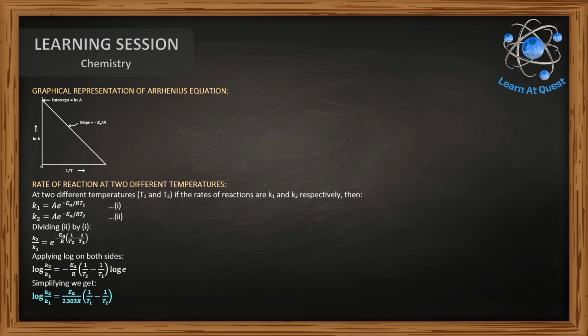Let us convert the log on the right hand side of the equation to natural log. To do that, we need to divide by 2.303. When we do that, we get on the left hand side of the equation log of K2 by K1 equals EA divided by 2.303 R multiplied by brackets 1 by T1 minus 1 by T2. This equation gives us a comparison.